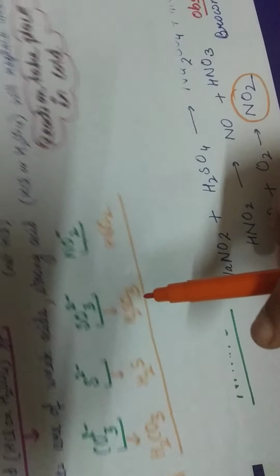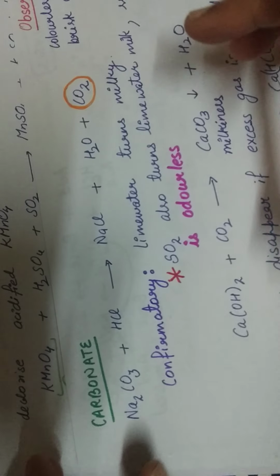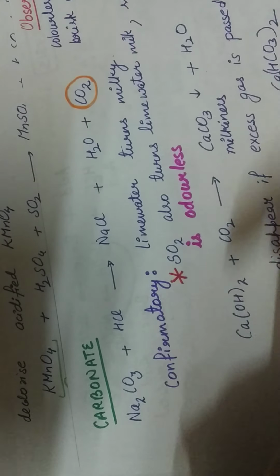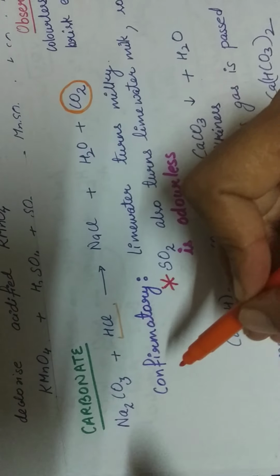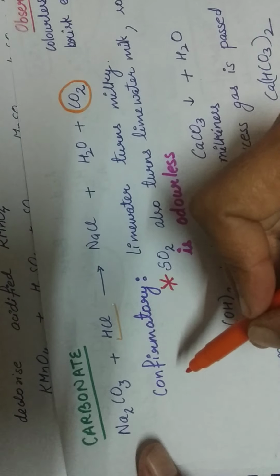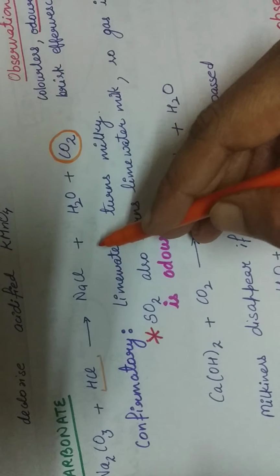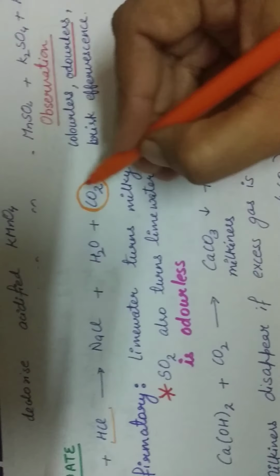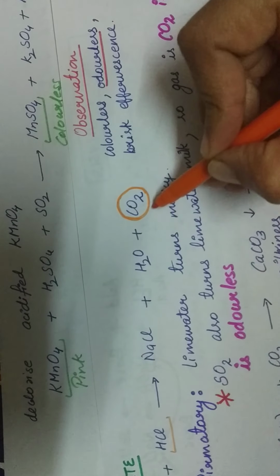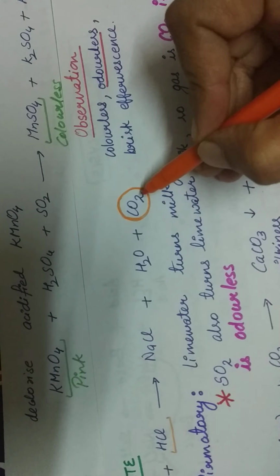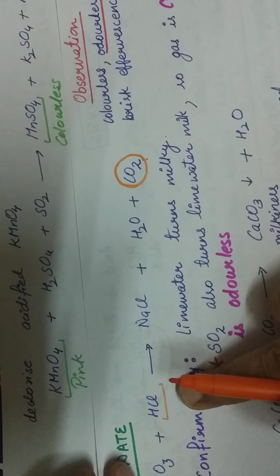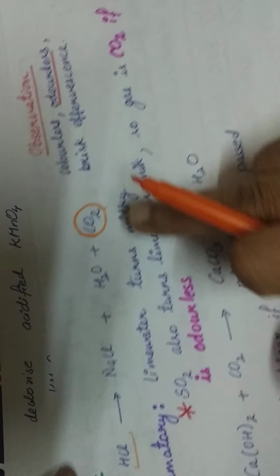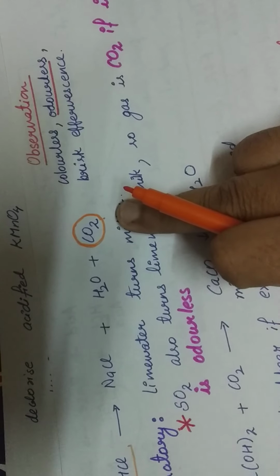Now how can we carry out these tests? The first radical is carbonate. Say any compound that contains carbonate ion, when it is treated with dilute HCl, or we can take dilute sulfuric acid, then salt and water are formed, and the main observation is that CO2 gas is released. Whenever a salt that contains carbonate is treated with dilute HCl or dilute H2SO4, then carbon dioxide gas is formed.